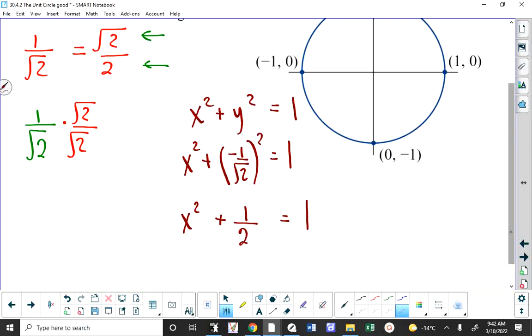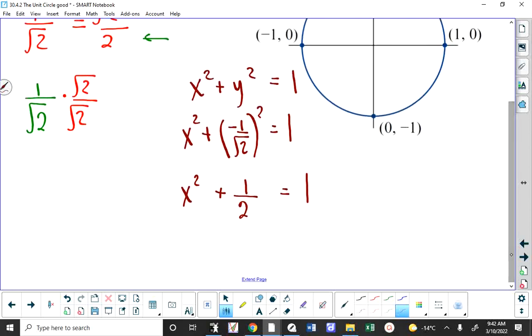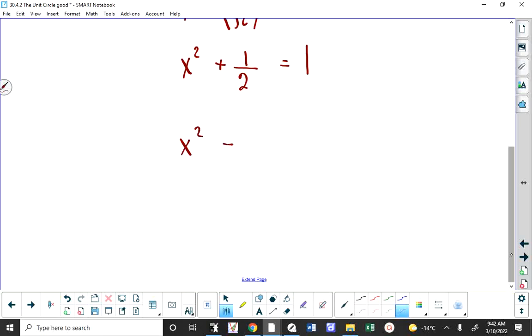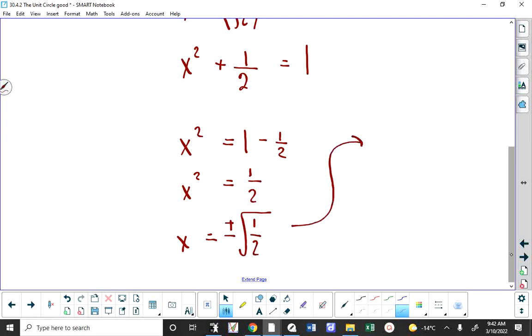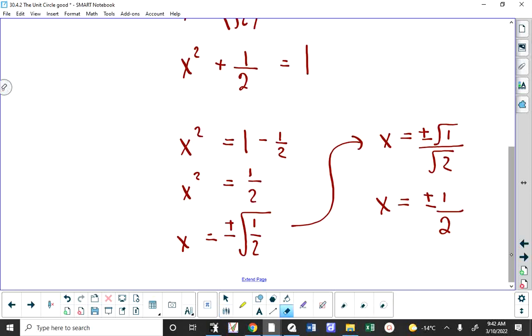If I now subtract 1 half from 1, I'm left with this statement, but 1 minus a half is a half. So now I have to say x equals plus or minus the square root of a half, which means x equals plus or minus the square root of 1 over the square root of 2. And the square root of 1 is 1. So we get plus or minus 1 over root 2.